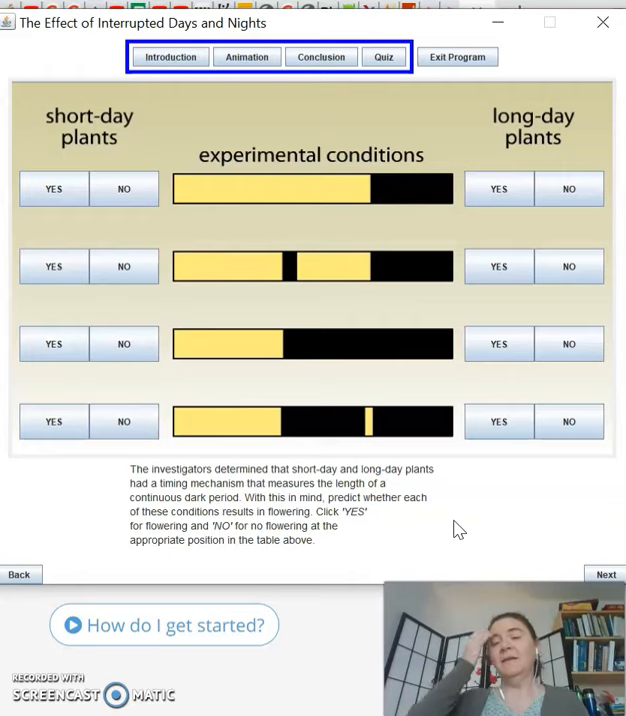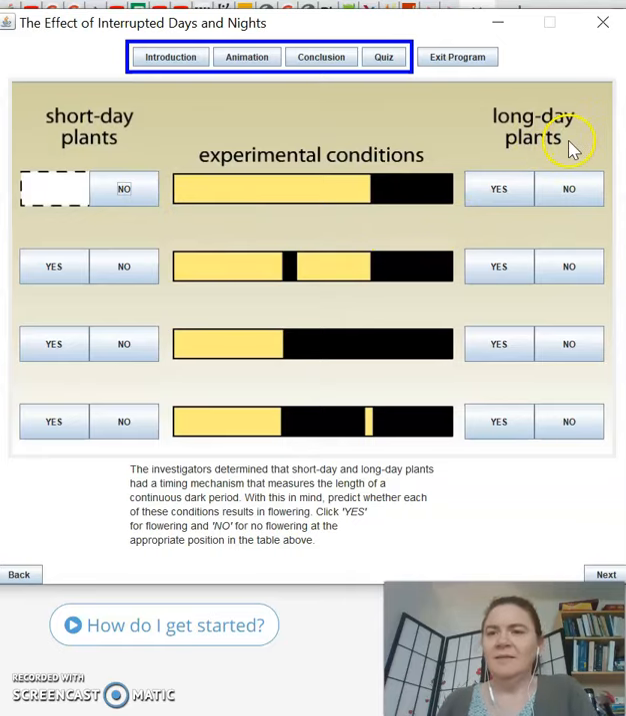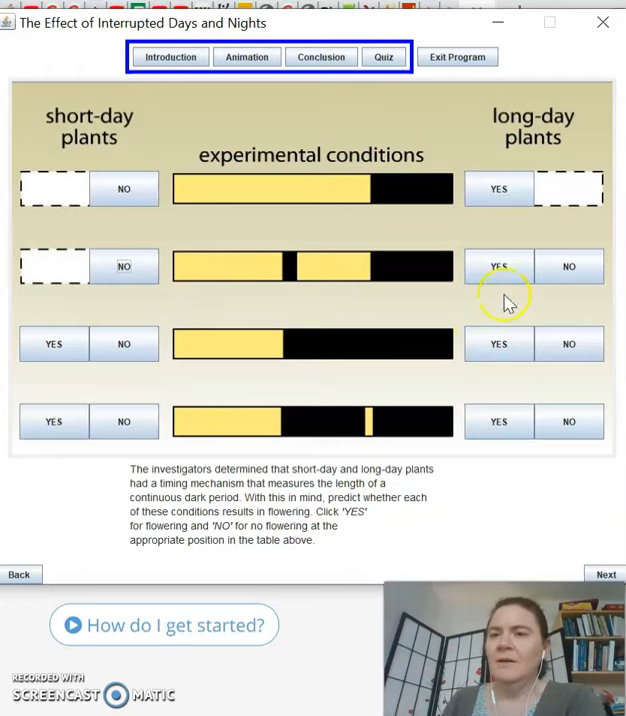So a short day plant, should that flower or not flower with this long day, short night? Long day plants should flower. Here we have short conditions. We have day interrupted with a little night, and then we have a short night. So should we get flowering? No. Long day, should we get flowering? Yes.